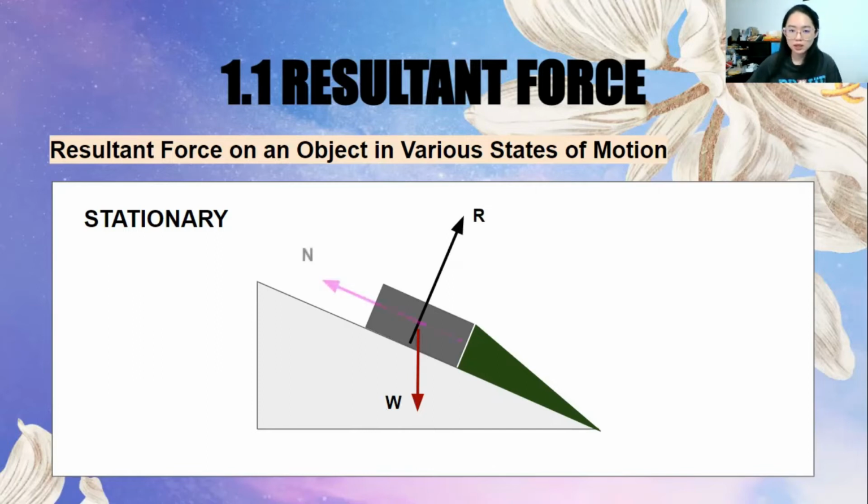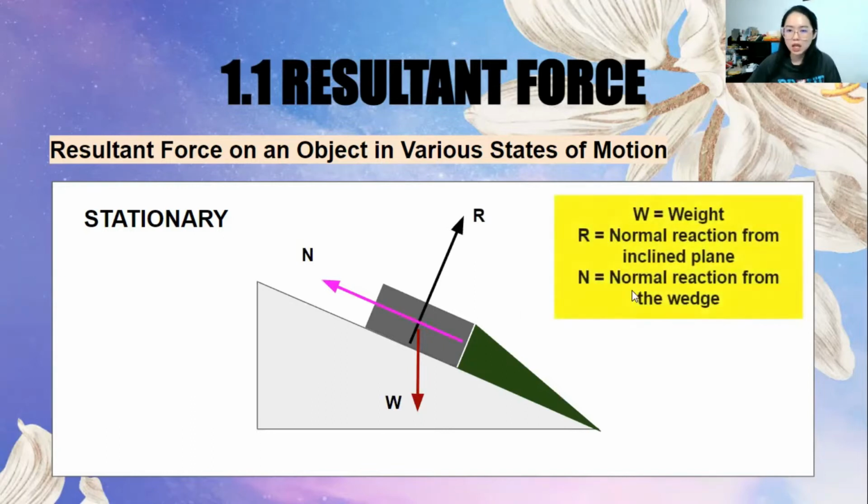Okay, next one. This is my normal. What do I mean by normal? Normal reaction from the wedge means that the wedge is actually holding the block from going down. So that's why I have a normal here. So this is what I have for this kind of situation.